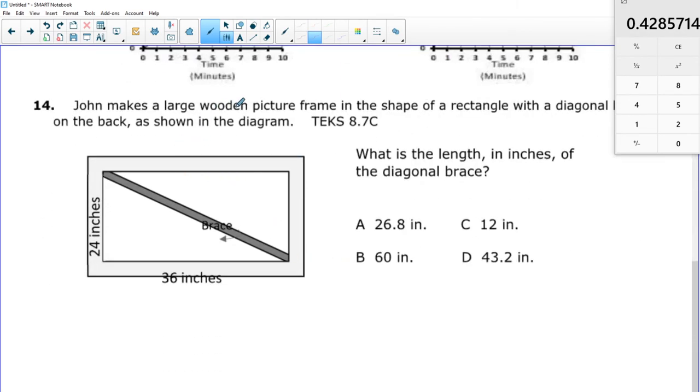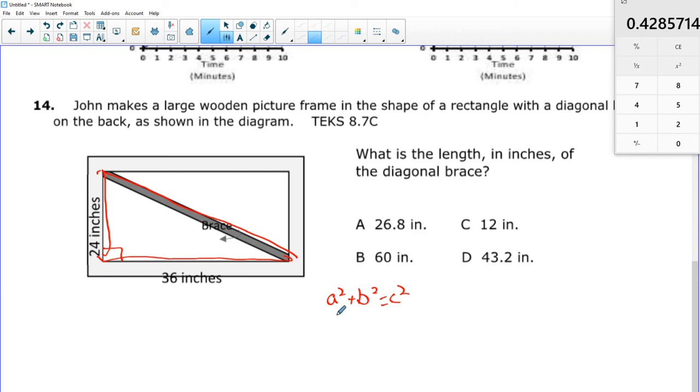All right, last one. John makes a wooden picture frame in the shape of a rectangle with a diagonal on the back. Shown in the diagram, what's the length of the diagonal brace? So even though this is a rectangle, really the shape we care about is this right triangle on the inside of it. Perfectly drawn. And we know from the very first question, if we have right triangles, our formula is a squared plus b squared equals c squared.